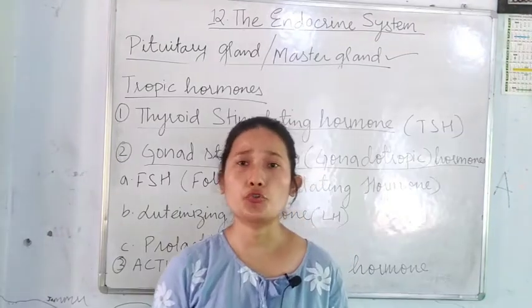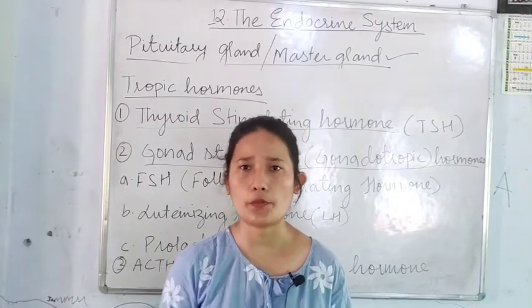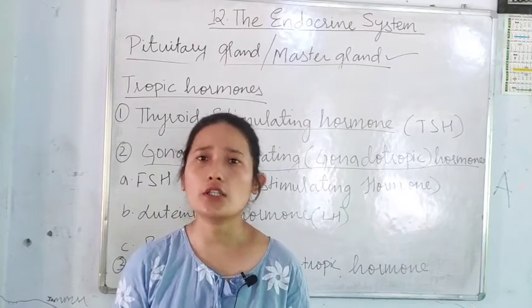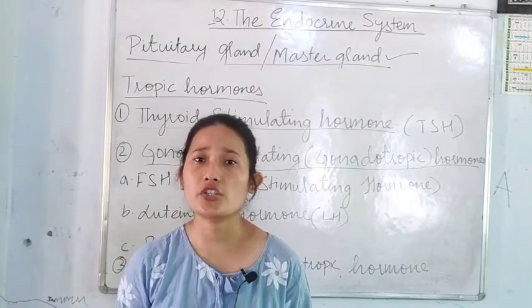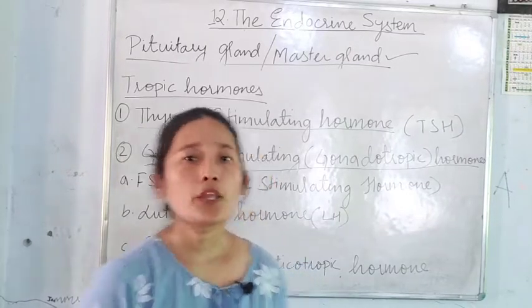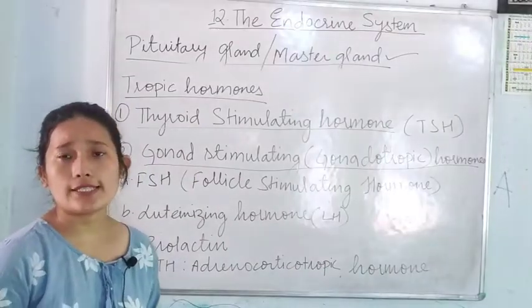Okay, let us go through the other hormones that are secreted by your anterior pituitary. Tropic hormones. Now tropic hormones is a collective name for other hormones. Like I told you, your tropic hormones regulate the secretion of hormones by other endocrine glands. So let us go through that. Okay, the first one is your thyroid stimulating hormone, also abbreviated as TSH.